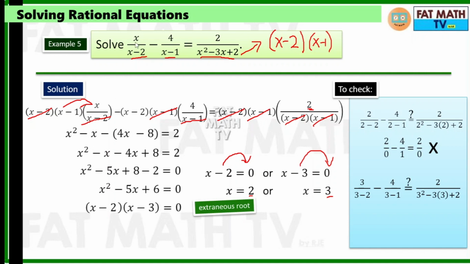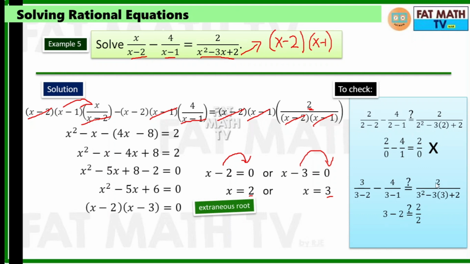How about x equals 3? If x is equal to 3, we will have 3 over 3 minus 2 minus 4 over 3 minus 1 equals 2 over 3 squared minus 3 times 3 plus 2. Here we go. So 3 minus 2 is 1. 3 minus 1 is 2. And then 3 over 1 is 3. 4 over 2 is 2.